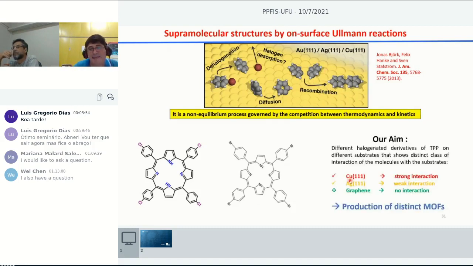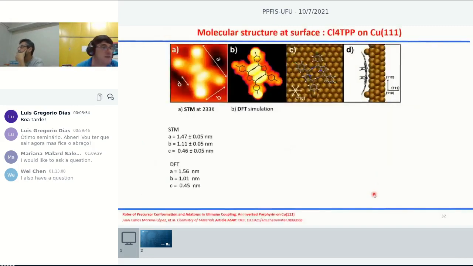Yeah? And we have been testing different surfaces: one where the interaction of the molecule with the substrate is stronger, which is the case of copper; one with a little bit less interaction, which is the case of silver; or even no interaction with the substrate, which is the case of graphene. Yeah? Here is the first case. We use the chlorinated porphyrin on the surface of copper 111.